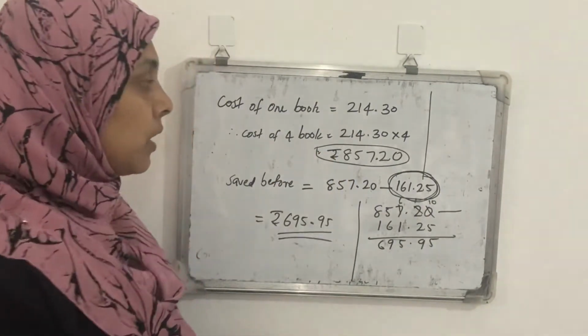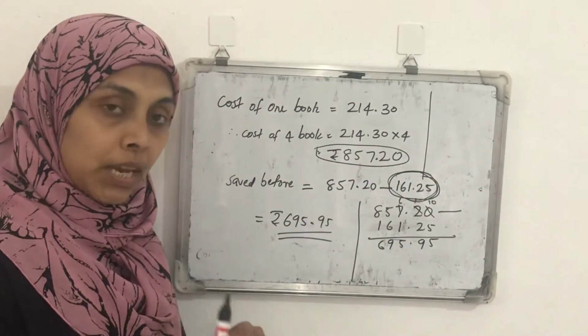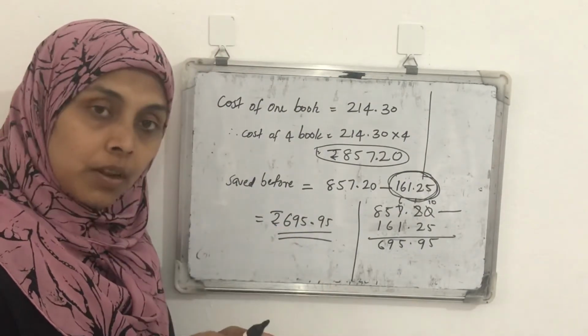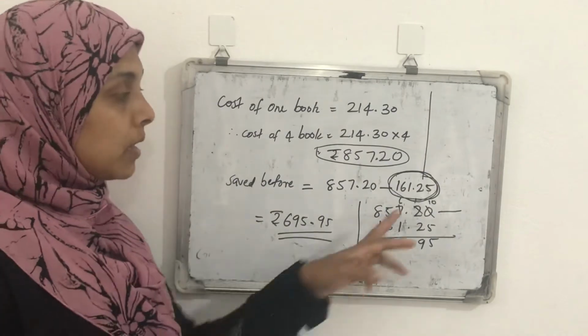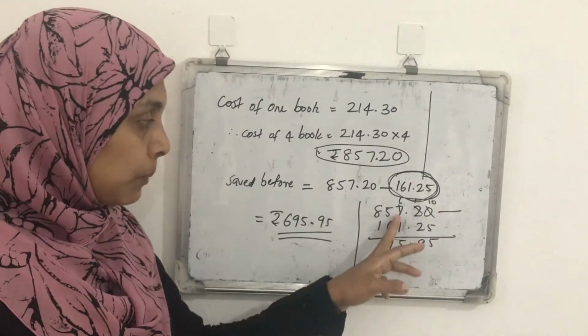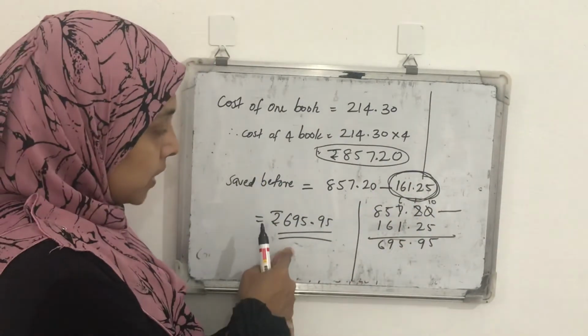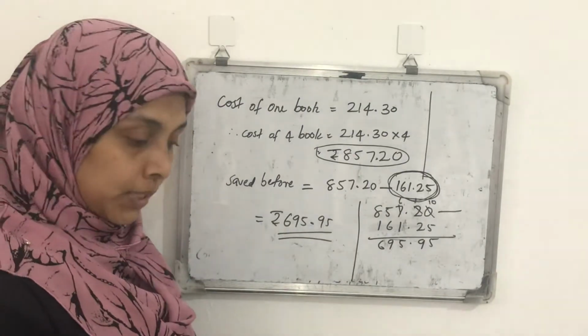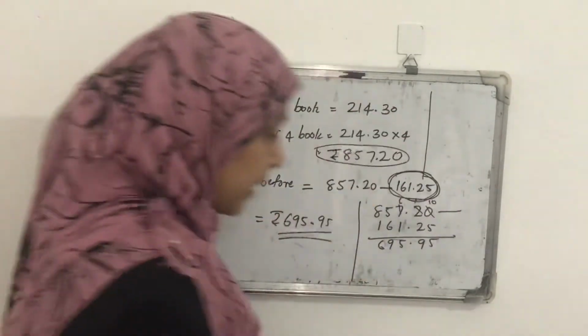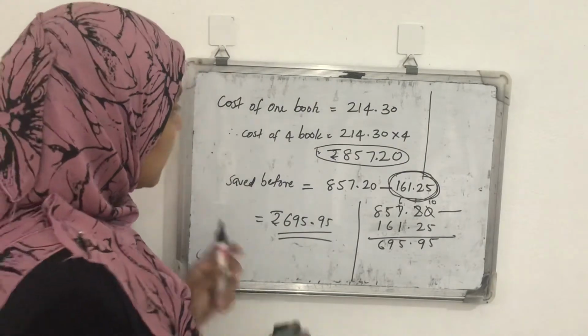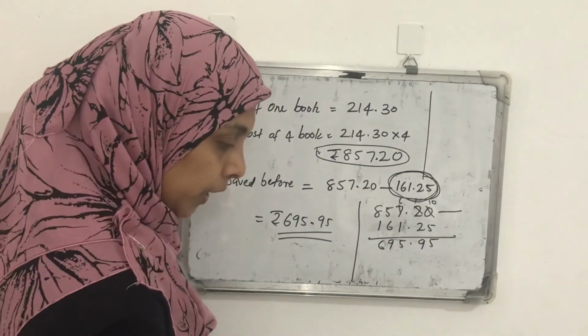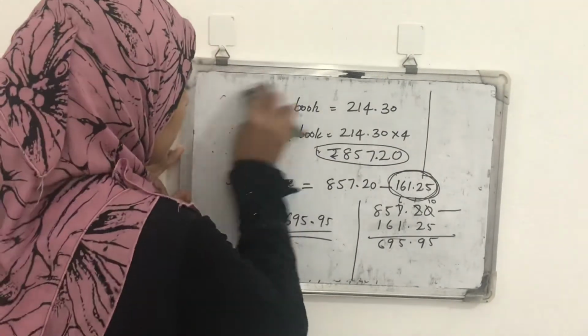The question is, what was the money Susan saved in her bank account before adding this amount? That we will get by subtracting this. The correct answer is 695 rupees and 95 paise. Okay, then next question, question number 14. All of you read that question.